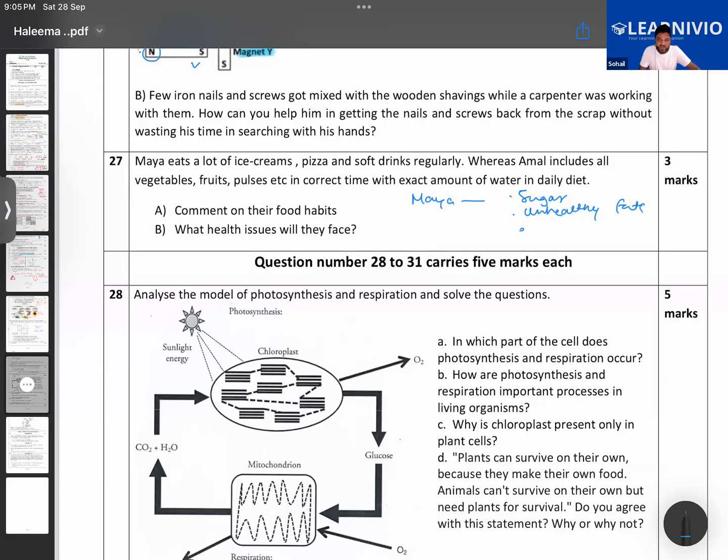Fats are also of two types. Some fat is healthy, some fat is unhealthy. Plus, her food contains so many processed ingredients. Processed ingredients means that they are from the factories and all. Processed ingredients will basically be those kind.